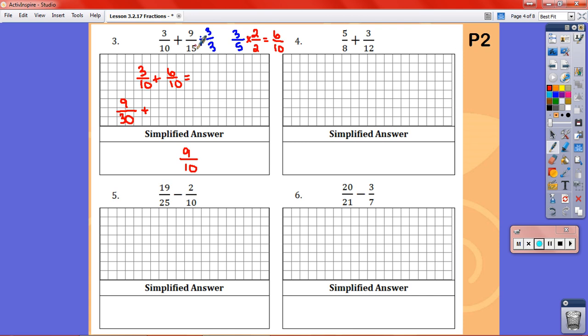And if I split these pieces in 2 to make 30 pieces, then the same thing happened to these because they're a part of it. So I got 18. And then I do 9 plus 18 is 27 pieces. But 27 pieces can be simplified by dividing by 3. And 27 divided by 3 is 9, and 30 divided by 3 is 10. So I can get to the same answer without simplifying first, I just simplify it at the end.